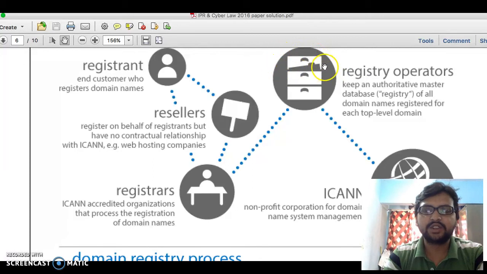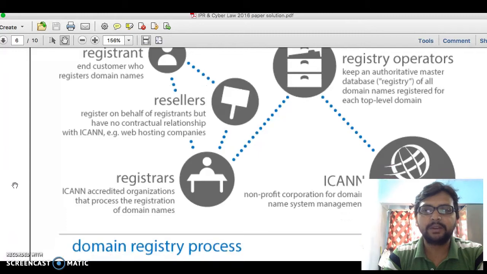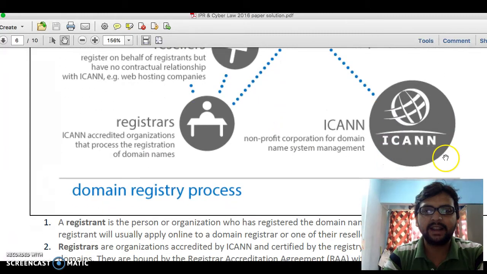So this registry operator will just verify whether this type of domain is already allotted to someone or not. If it is not allotted to someone, then I'm free to use that particular domain, or I'm ready to register that particular domain on my email ID. Remember, email ID. We register domain name with the help of email ID. And last, ICANN, that is a non-profit corporation for domain name system management.